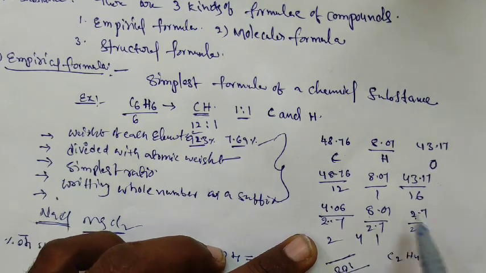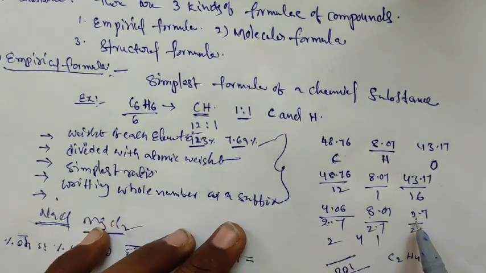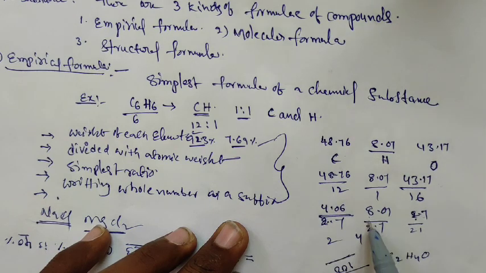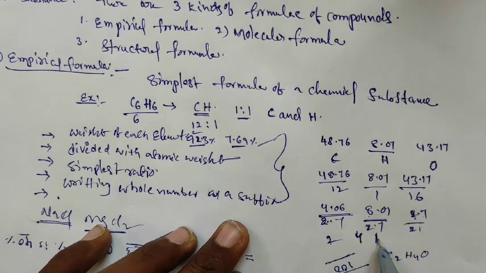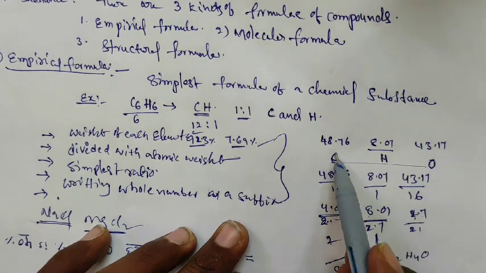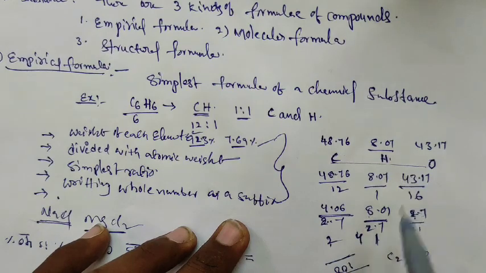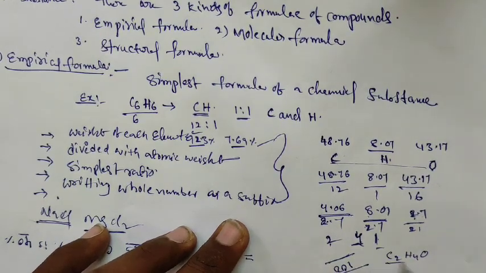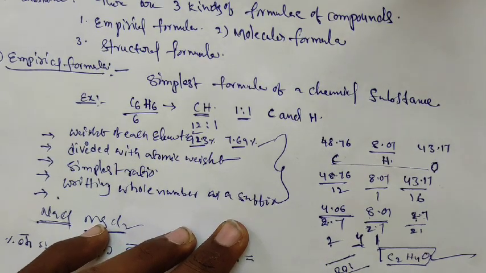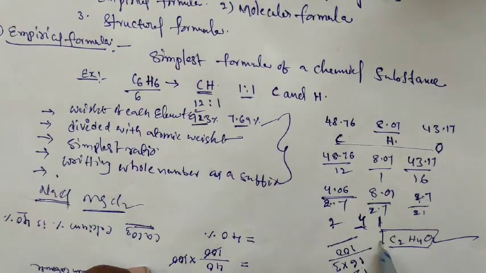So divide by 2.7. Which is the simplest ratio? For that we divide all the values: this by 2.7, this by 2.7, this by 2.7. We will get nearly 2 times, this is 4 times, and this is 1 time. So it's 2, 4, 1. Carbon, how many atoms? 2 atoms. Hydrogen, how many atoms? 4. Oxygen, 1 atom. C2H4O. This is the empirical formula.